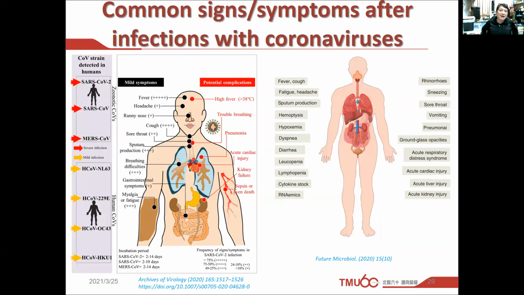And this slide shows you the common signs and symptoms, okay? A patient will develop fever, headache, runny nose, sore throat, coughing, sputum. Some people will express breathing difficulties. However, some people have no symptoms, and some people will develop severe symptoms with a high fever and trouble in breathing and pneumonia, and sometimes will develop ARDS and kidney failure, okay?